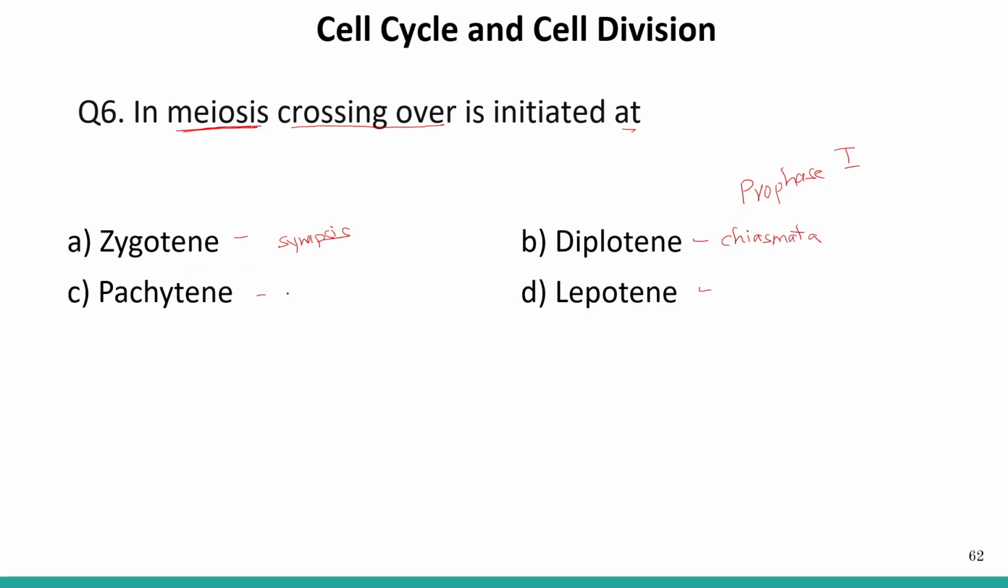During pachytene, crossing over takes place and recombination is taking place. During leptotene, chromosome condensation is taking place. Alright. So what should be the answer? Answer is crossing over takes place during the pachytene stage.